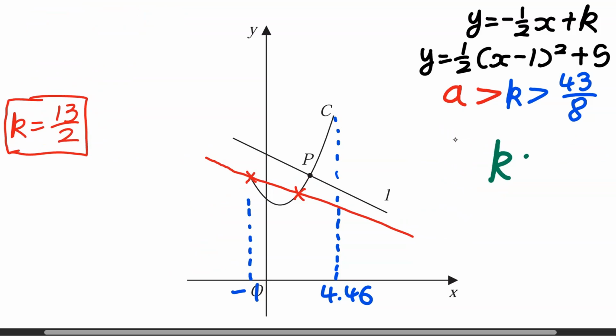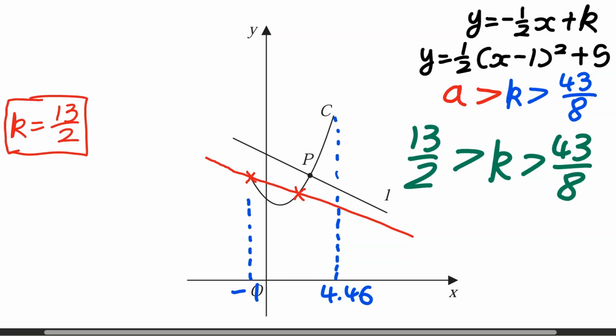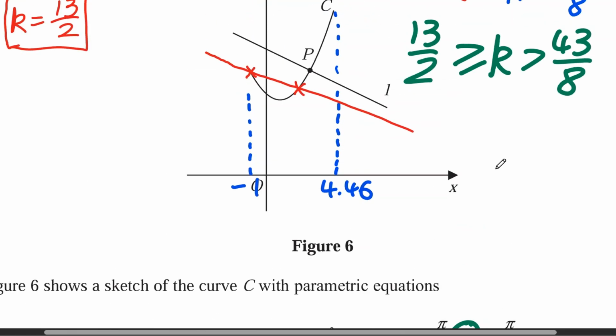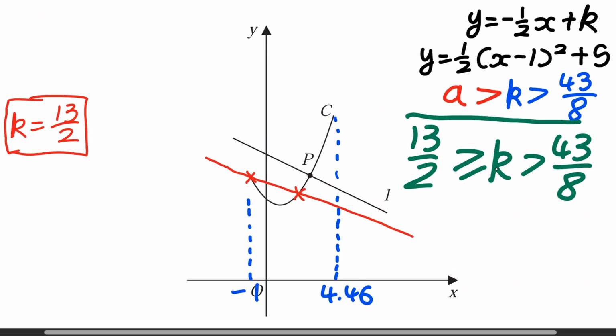So therefore k has to be bigger than 43 over 8, but it has to be less than 13 over 2. And to make matters even more complicated, it can also be equal to 13 over 2 as well, because t can be equal to minus pi over 4. And this here is the final answer, and you get all 5 marks for this here. As I said, I think this is a really hard question. Really, really well done if you had a go at this yourself and you got all 5 marks. When I was doing my A levels, I don't think I would have got all 5 marks for this question.